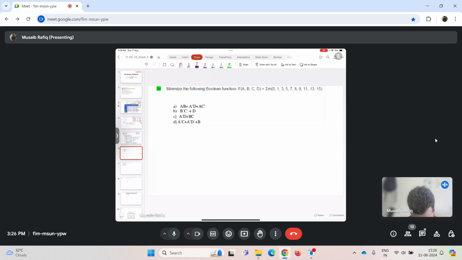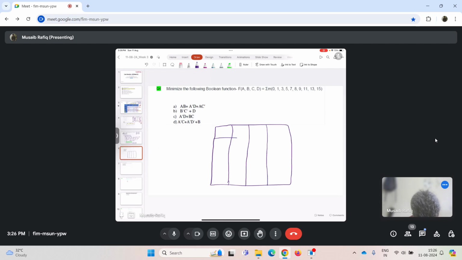So this is a four variable system. I will construct the 4 cross 4 K map first. Here I will write A, B, and here I will write C, D. So this will be A bar, B bar. This will be A bar, B. This will be A, B, and this will be A, B bar. This will be C bar, D bar. This will be C bar, D. This will be C, D, and this will be C, D bar.